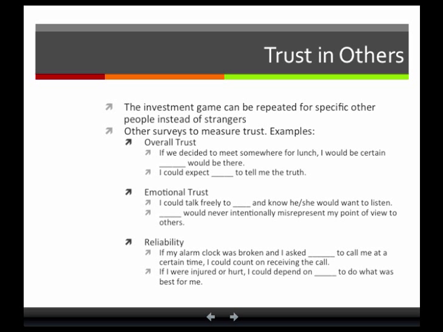For example, there's one here that's broken down into sections. So if we decided to meet somewhere for lunch, I would be certain that Bob would be there. I could expect Bob to tell me the truth. So if we're measuring trust in specific individuals instead of strangers, we can use surveys like this to say yes or no for a bunch of questions and then come up with a rating of how much we trust that other person on particular topics.